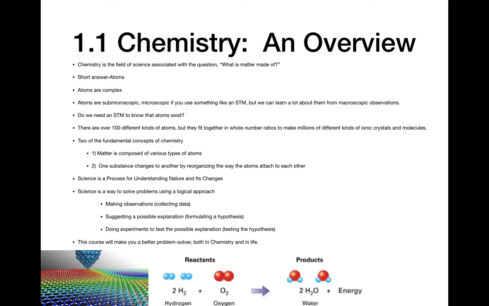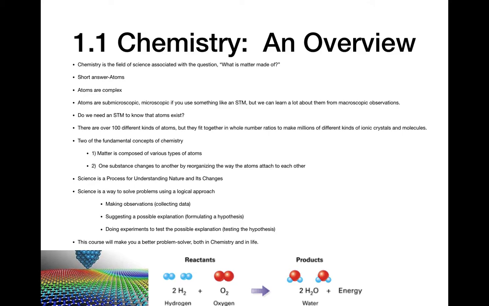Science is this process that we use to understand nature and its changes, and particularly the nature and changes of matter are the particular science of chemistry. Science is a way to solve problems. We use a particular approach, a method, a scientific method, a logical approach. We make observations, which is collecting data. We can collect qualitative and quantitative data. And then we take that information that we observe in the real world and we ask ourselves, now what could explain this behavior? What must be happening?